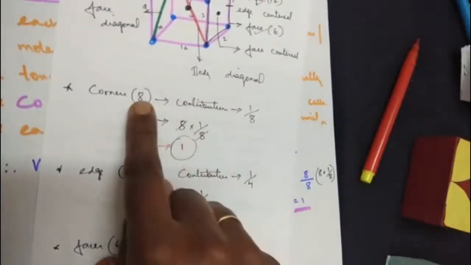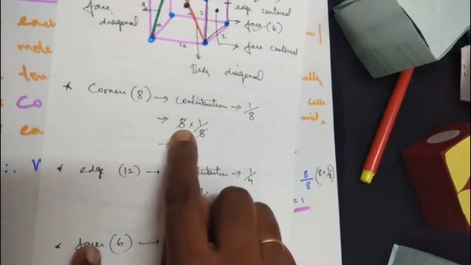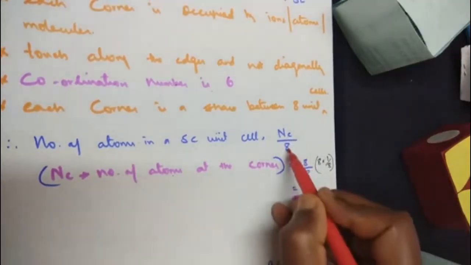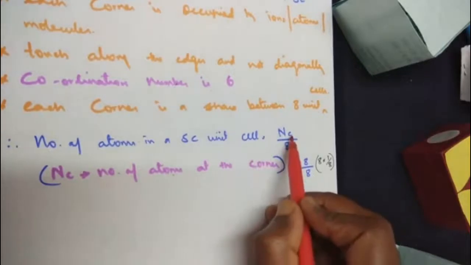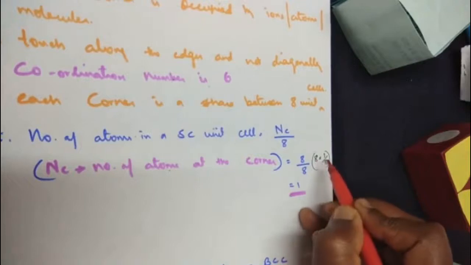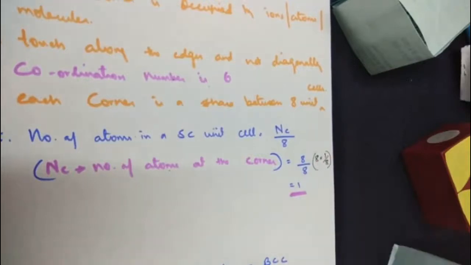8 corners are there, but how much of a sector do they contribute? They contribute 1 sector only. So 8 corner atoms are each contributing 1 by 8 part, finally giving us 1 atom on the whole. Therefore, the number of atoms in a simple cubic unit cell is equal to Nc by 8. Nc is the number of atoms at the corner. So 8 atoms are contributing 1 by 8 part each. If we cancel, we get 1 as the answer.